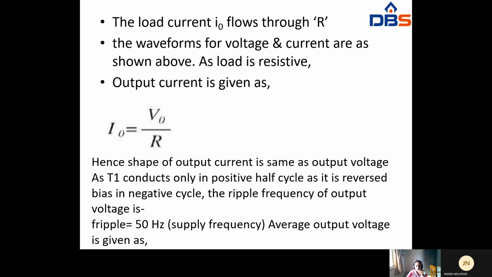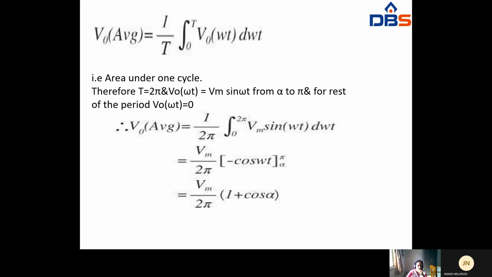Now we are calculating the average output voltage. V0 average equals, the average voltage is calculated by taking one by total time into the integration from 0 to T of V0 d omega t, the area under one cycle. Therefore T equals 2 pi, and V0 equals Vm sin omega t from alpha to pi, and the rest of the period will be 0.